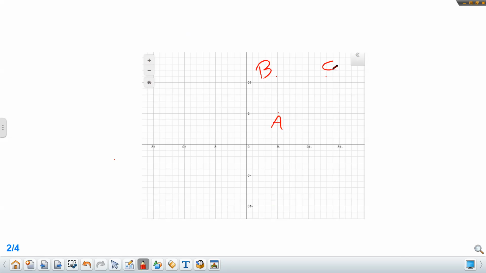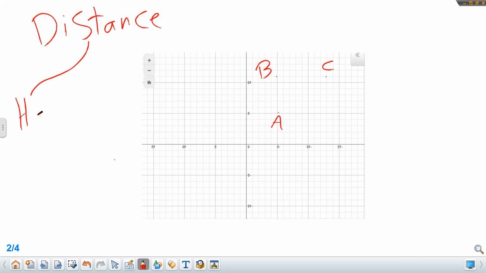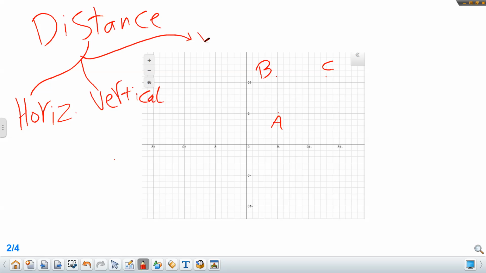But first, you must know the types of distance on the coordinate plane. The distance on the coordinate plane, guys, may be horizontal distance, maybe vertical distance, and maybe inclined distance. First, let's go to horizontal.